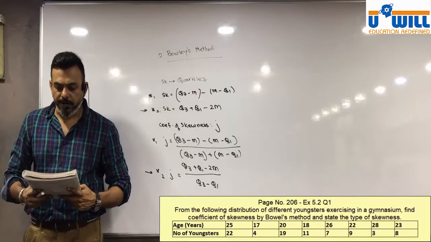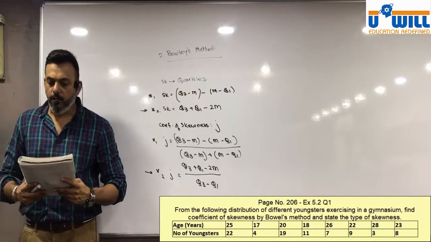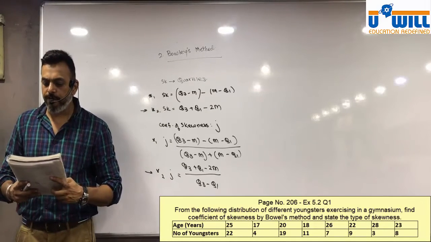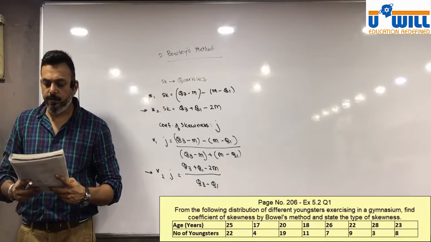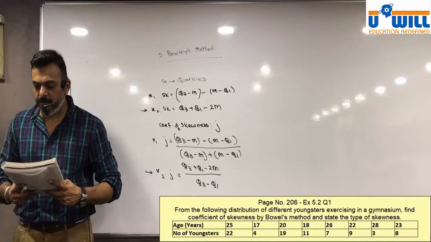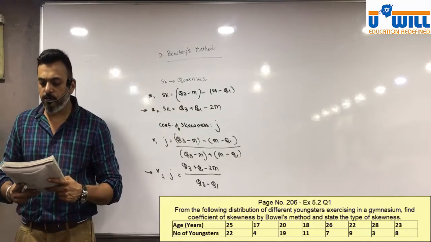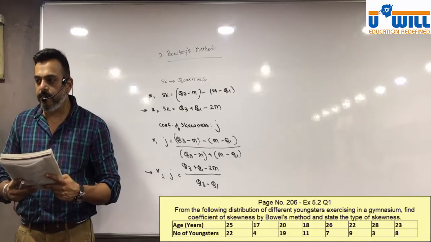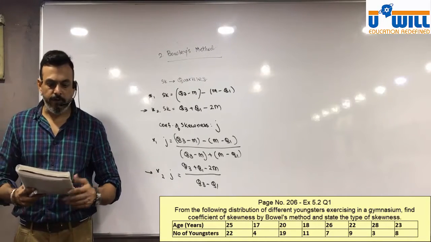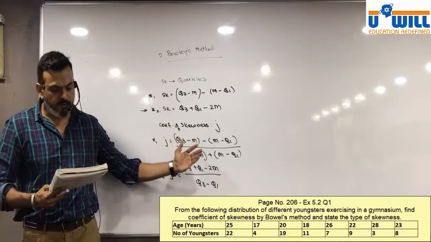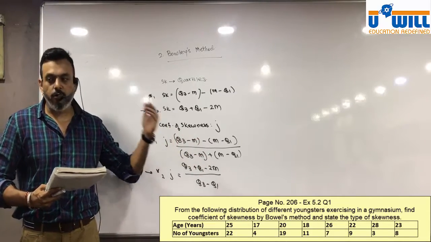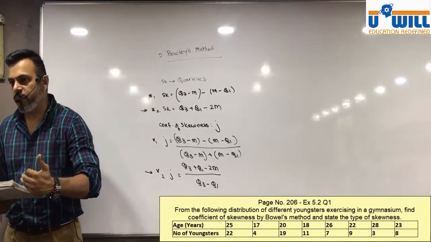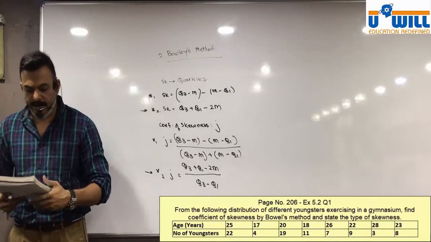Exercise 5.2, question number 1. From the following frequency distribution of different youngsters exercising in a gymnasium, find the coefficient of skewness by Bowley's method and state the type of skewness. So we don't just have to find the skewness and coefficient of skewness, we also have to state what type of skewness this is, positive or negative.